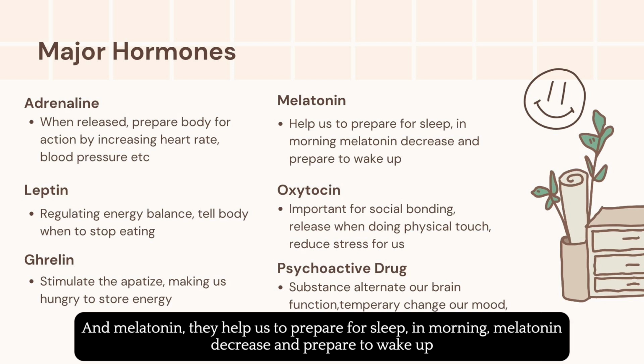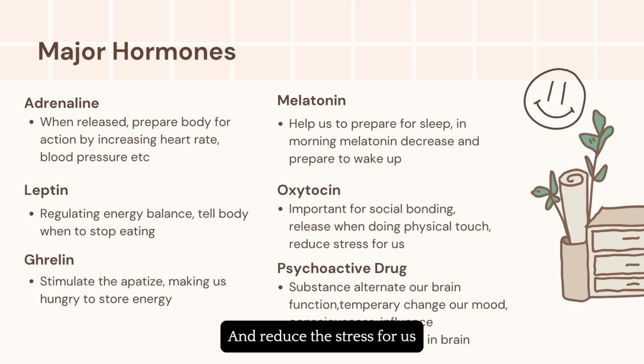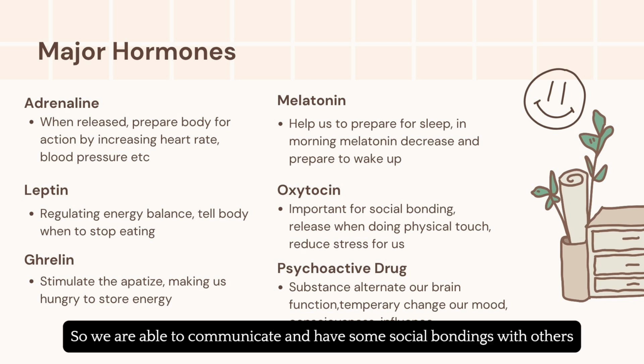And melatonin helps us prepare for sleep. In the morning, melatonin decreases and prepares us to wake up. So it's a really important thing for our biological cycle. Oxytocin is important for social bonding. It is released when we have physical touch and reduces stress for us. So we are able to communicate and do some social bonding with others.